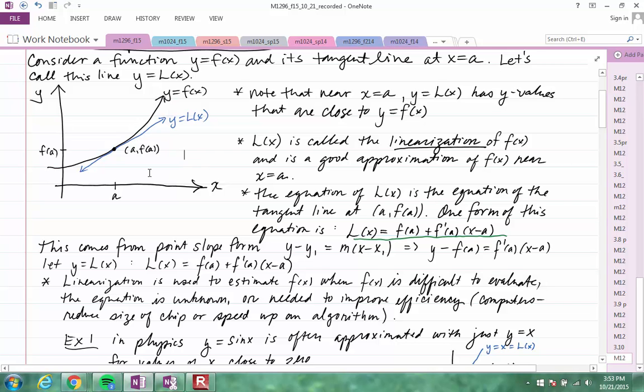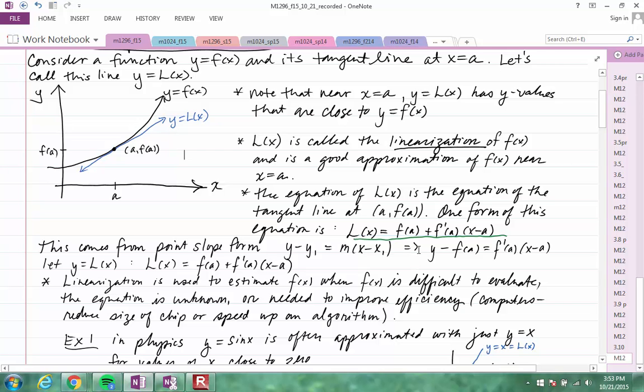Then you really increase your speed if you use the linearization. And maybe the value doesn't have to be perfect. It just needs to be close enough within some allowable error. And you really care more about being able to compute it quickly. So it's used a lot.